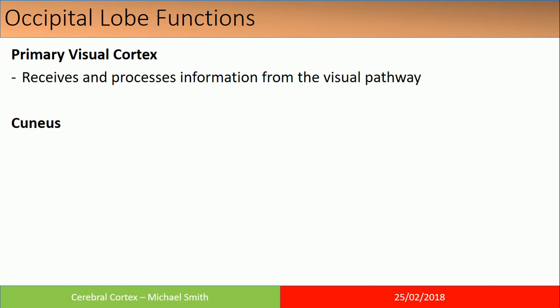So we have information from our primary visual cortex, which receives and processes information, and from our cuneus, which does our basic visual processing, before passing it on to somewhere like the posterior parietal cortex. So hopefully that's helped to explain the basic anatomy of the cerebral cortex, and then you can fill that in with a bit more detail when you understand the other functions of the brain.